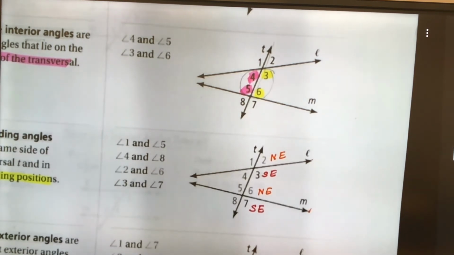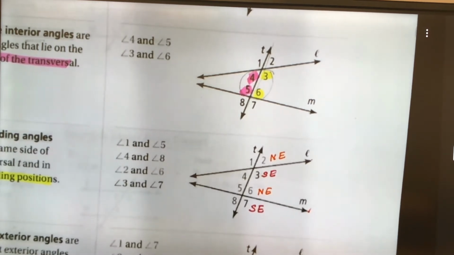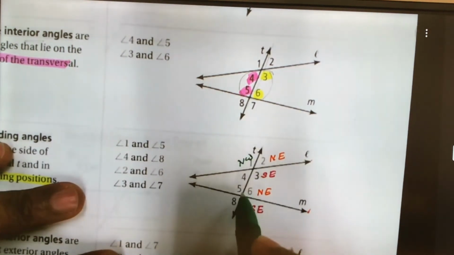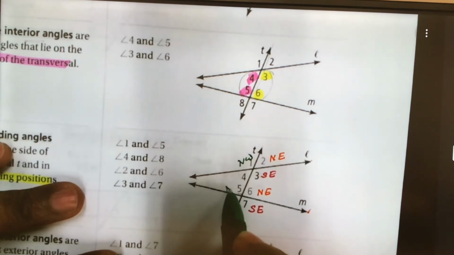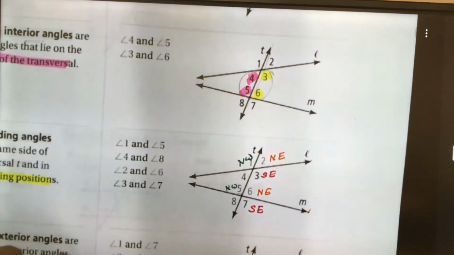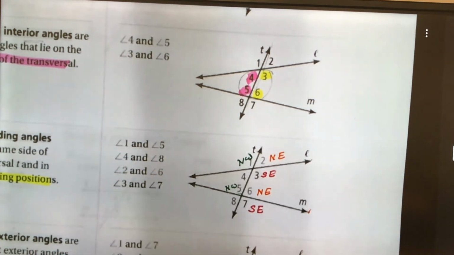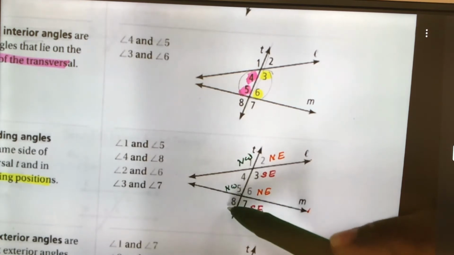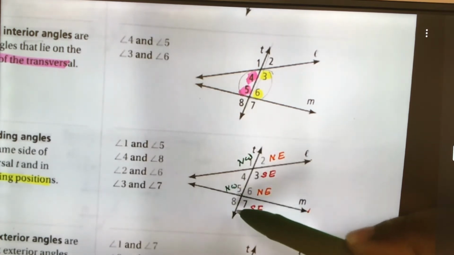So angle 1 is on the northwest side. The second angle on the northwest is 5. So angle 1 and angle 5 are the corresponding angles. Angle 4 is southwest and 8 is also southwest. So those 4 and 8 are the corresponding angles.